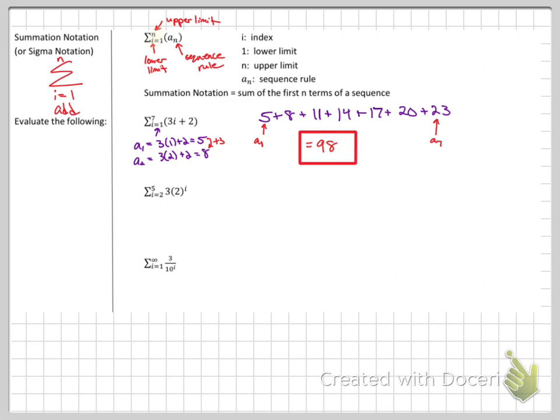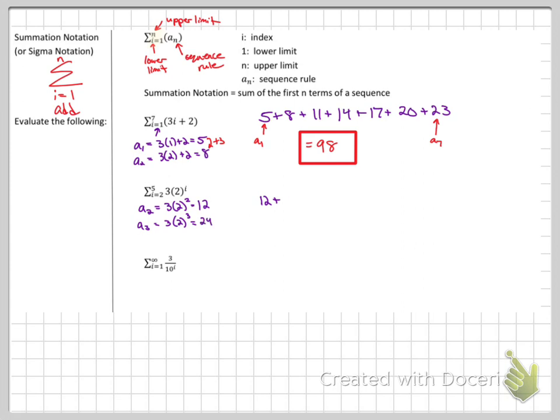So then next example, from 2 to 5. So you don't have to start at 1. You can always write it off to the side. A sub 2 means plug in 2, which is 4 times 3, which is 12. So 12 plus, a 3 means plug in 3, 8 times 3, which is 24.